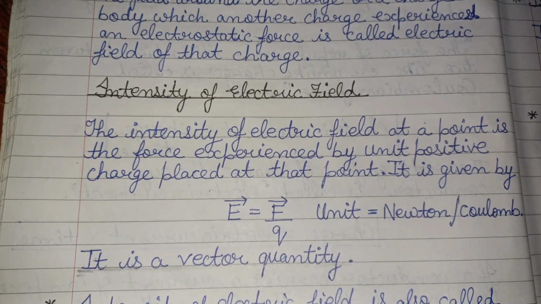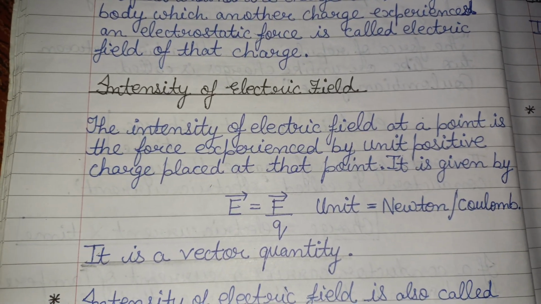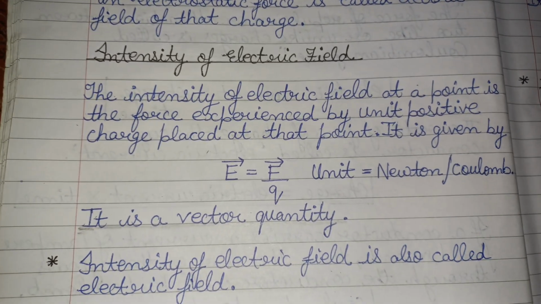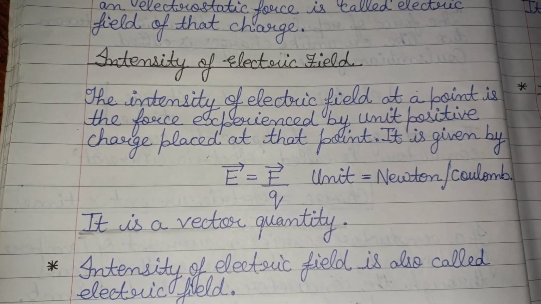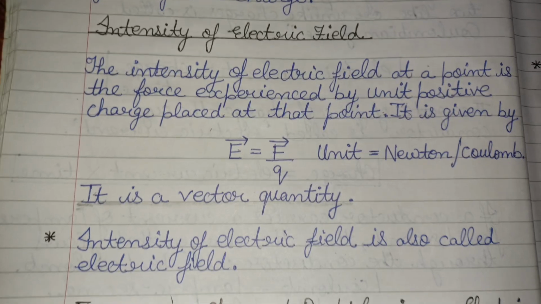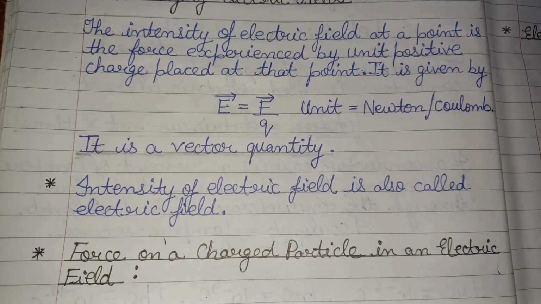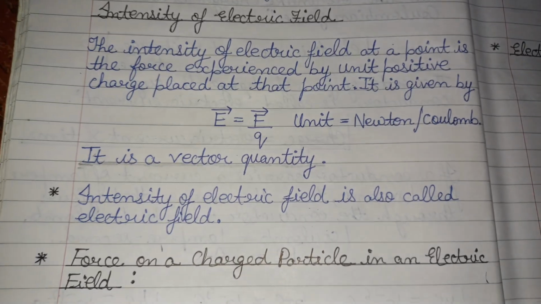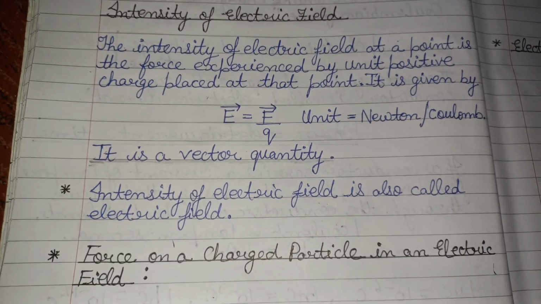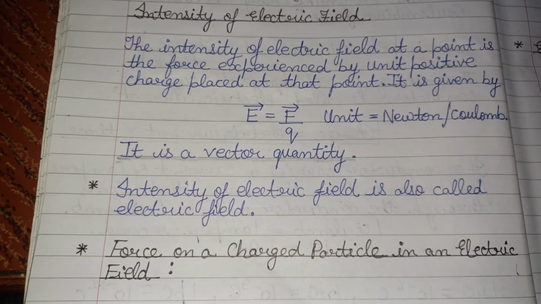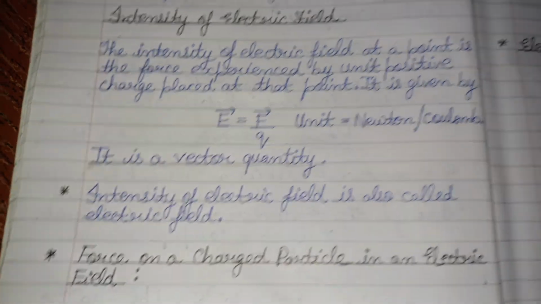The unit of electric field is Newton per Coulomb. It is a vector quantity. Intensity of electric field is also known simply as electric field. Force on a charged particle in an electric field. So we are talking about the force on a charged particle in an electric field.